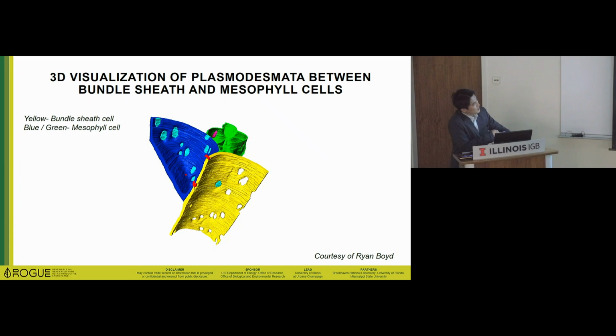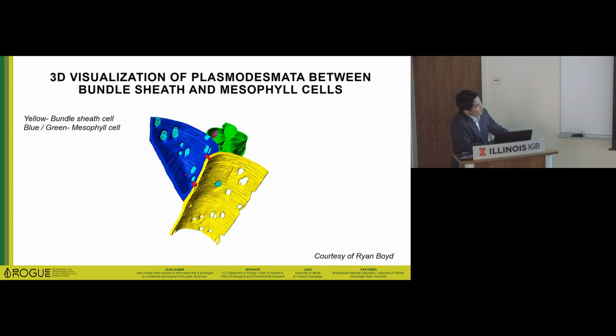This is showing the cell wall. The yellow color indicates the bundle sheath cell wall, and the blue color indicates the one next to the mesophyll cell. The green color is also a mesophyll cell, connecting to other cells. Then Ryan cut this subsample and visualized it. Each individual hole indicates a plasmodesmata area, and the different light blue color shows another color in this mesophyll cell.